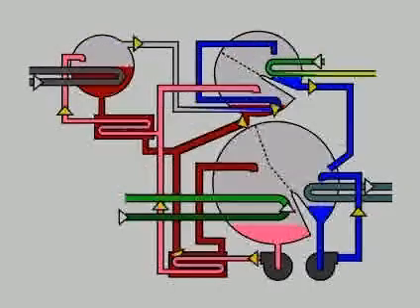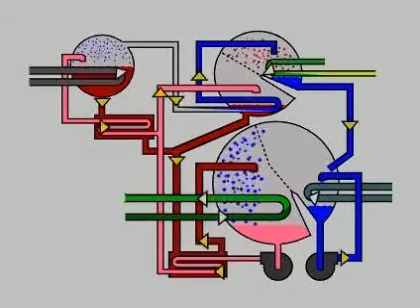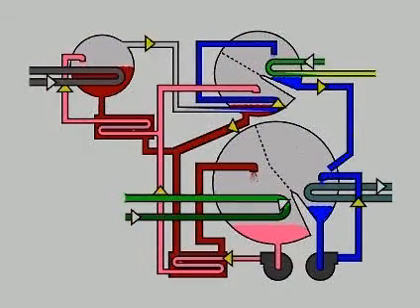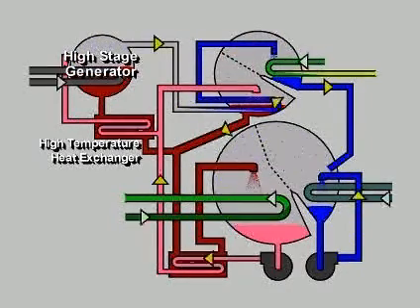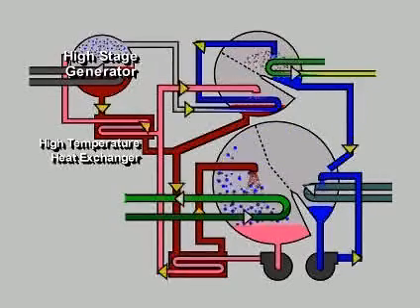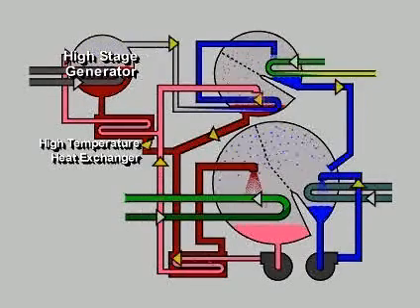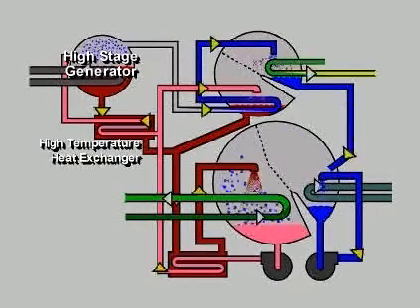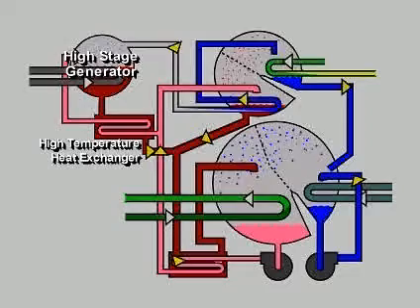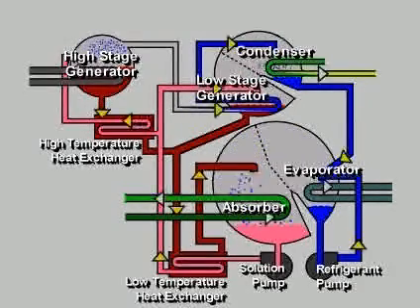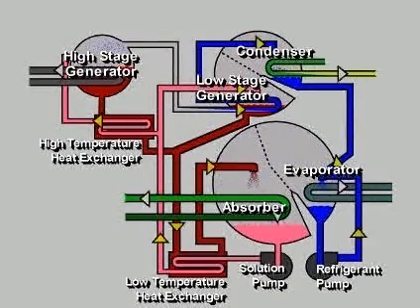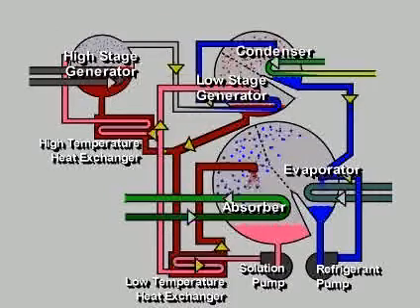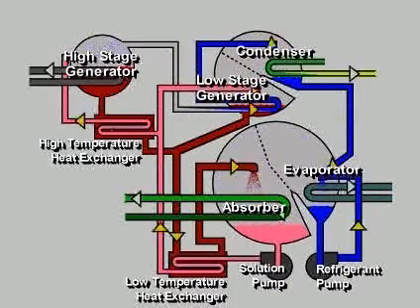The double-effect absorption cycle is created by adding two components to a single-effect absorption cycle, a high-stage generator and a high-temperature heat exchanger. These components operate at higher pressures and temperatures to increase heat transfer, mass transfer, and absorption cycle efficiency. They work in conjunction with the original single-effect components, now renamed the low-stage generator and the low-temperature heat exchanger.